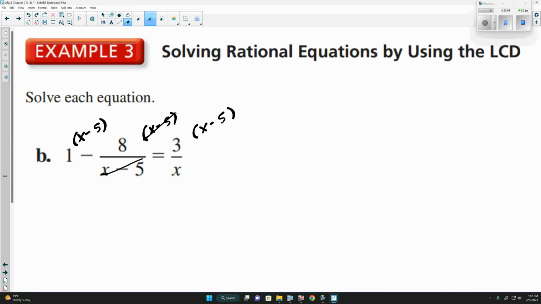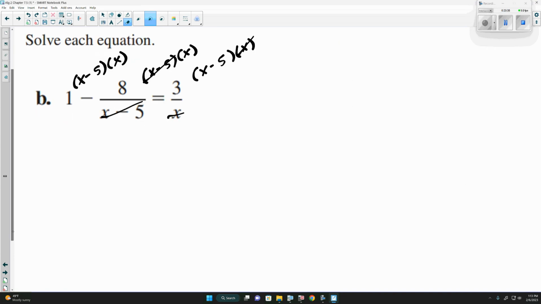Now we skipped over the 1 because, well, 1 does not have a denominator other than 1, so we don't have to do anything to it. Are there any other denominators that we have? The x. So we'll also need to multiply everything by x, because this x and this x will cancel. And unfortunately, the x minus 5 doesn't cancel out with that x. Let's see what that leaves us with.